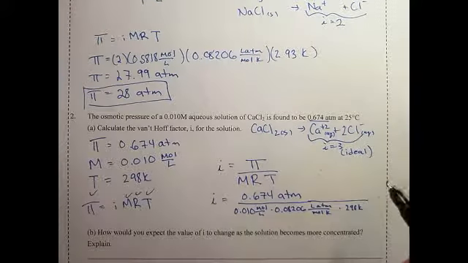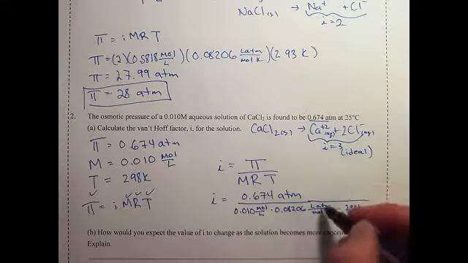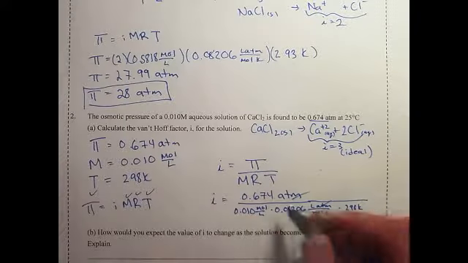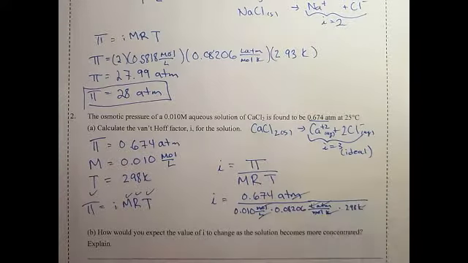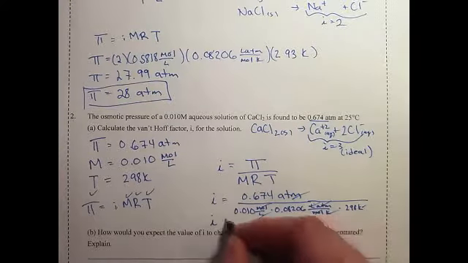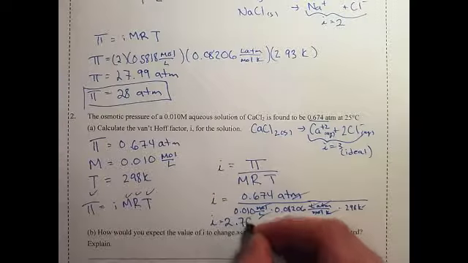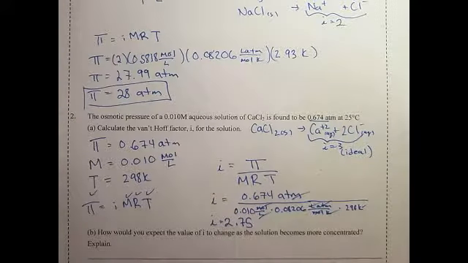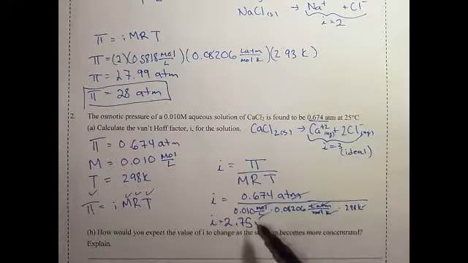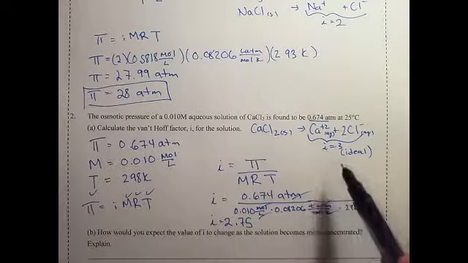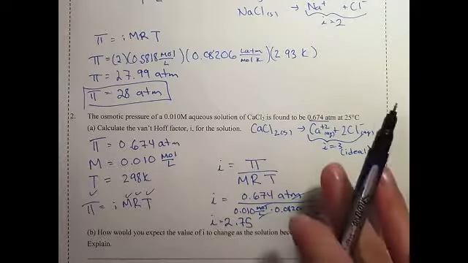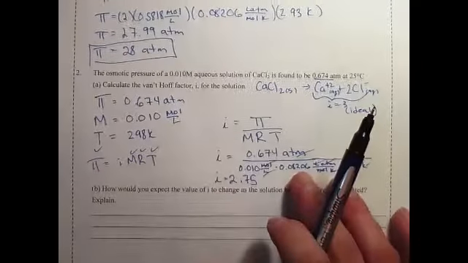so just check to see what units we have left. Atmosphere is going to cancel. Moles and liters are going to cancel, and Kelvin's going to cancel. All of my units are gone, so that means I probably have i set up correctly. And when I solve for i I get 2.75, unitless. So the Van Hoff factor is 2.75 here, which is less than our limit, so that's okay. But that just tells me that some of these calcium and chlorides are starting to reassociate.